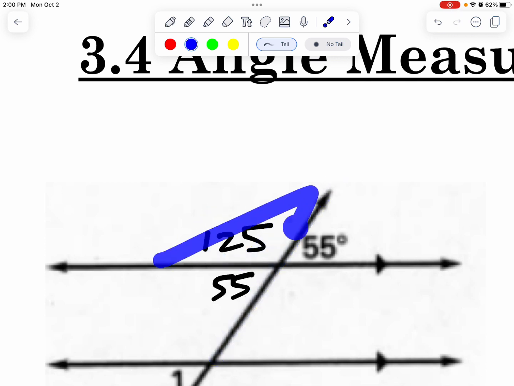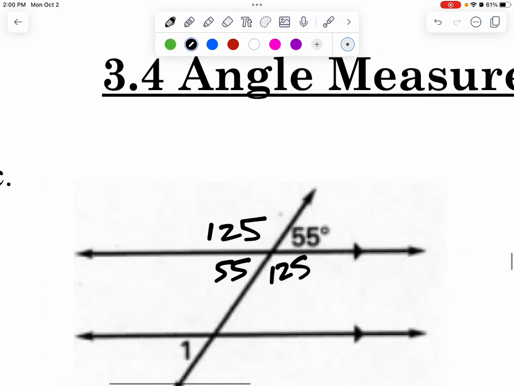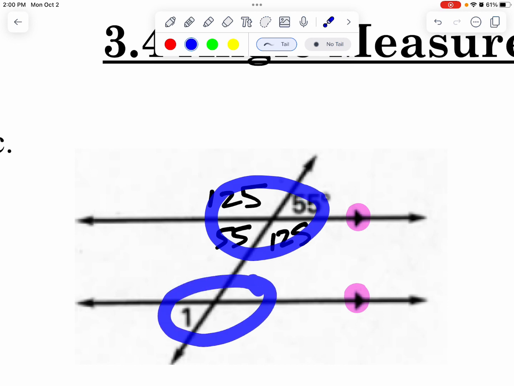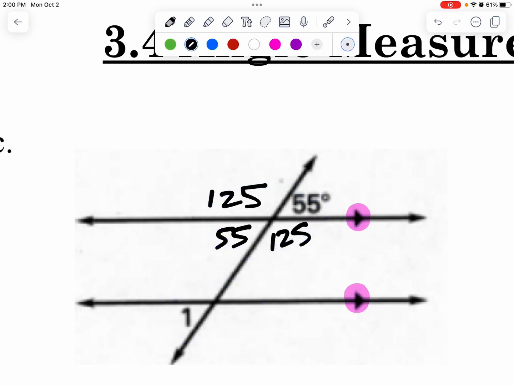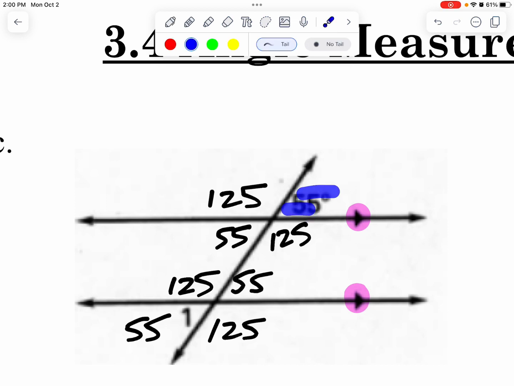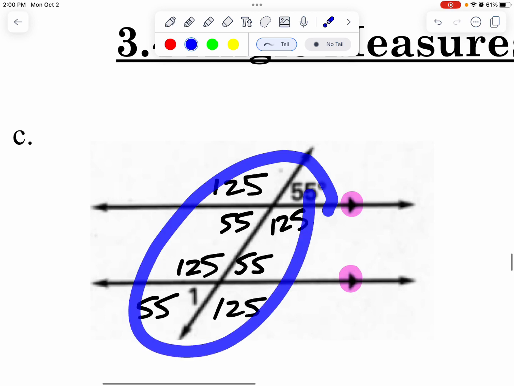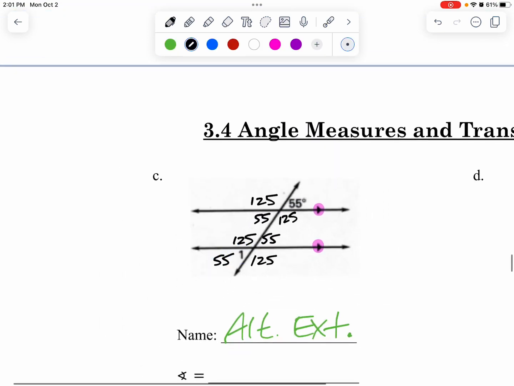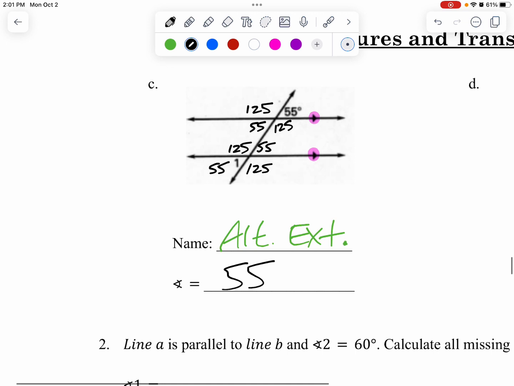And now I have another bow tie. So I'm going to put the 125 here. And because I have these parallel lines, which is super awesome, I can copy paste this and put it down here. And let's make sure all of our numbers alternate. So I got 125, 55, 125, 55, 125, 55, 125, 55. Okay, great. Make sure they alternate and make sure all of your vertical angles match up. These are vertical, and this question is asking me for angle 1, which I have written down 55.